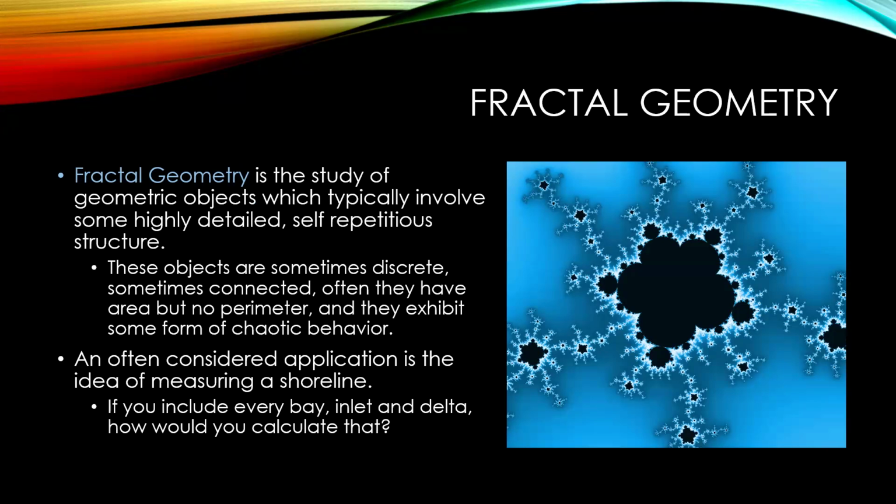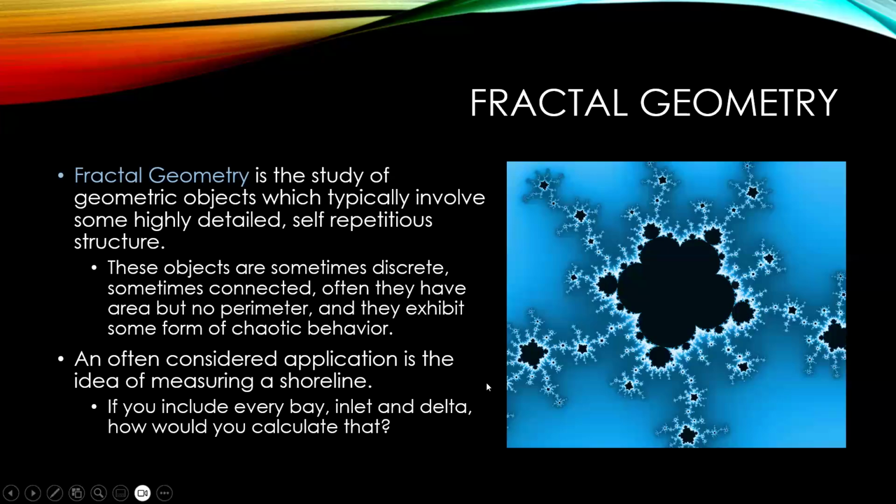Fractal geometry. Oh, that's a fun one. Fractal geometry is the study of geometric objects which typically involve some highly detailed self-repetitious structure. These objects are sometimes discrete, sometimes connected. Often they have area but no perimeter, and they exhibit some form of chaotic behavior. This right here is an example of a multibrot. I think it's coming from the complex equation z to the 6th minus 1. That's a fun one.